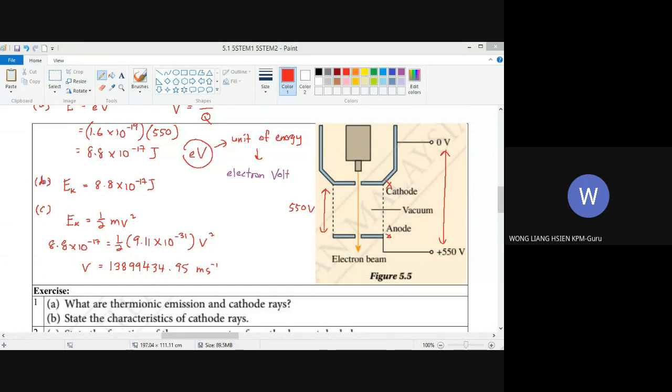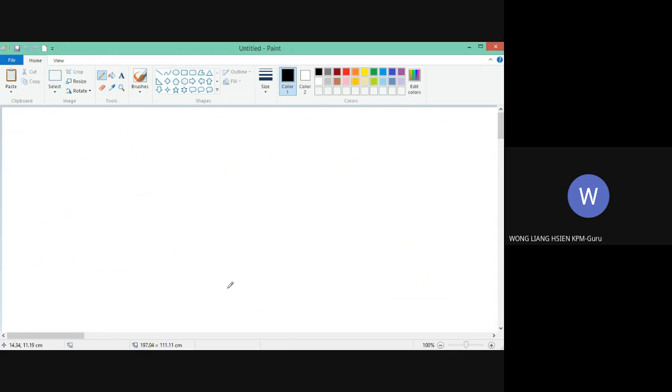Okay, so let's continue to topic 5.2. Okay, please get ready. We want to continue with topic 5.2, which is about semiconductor diode.